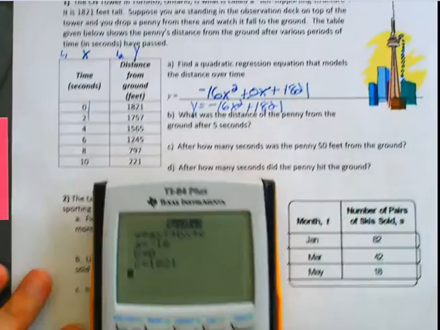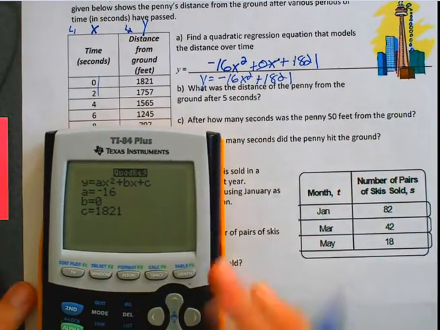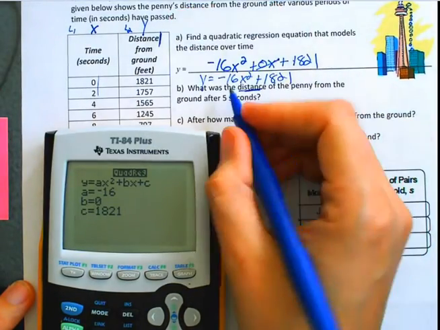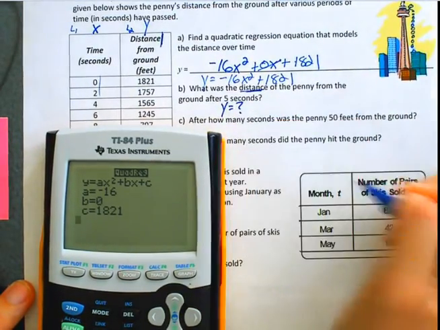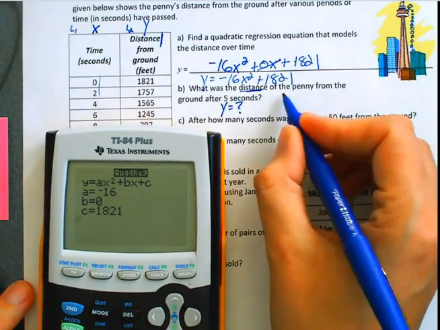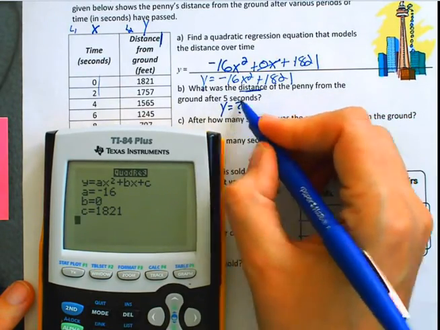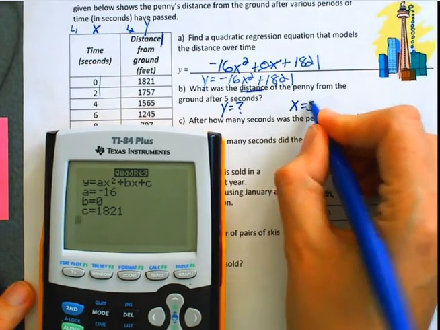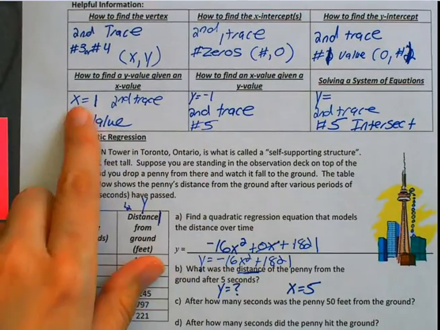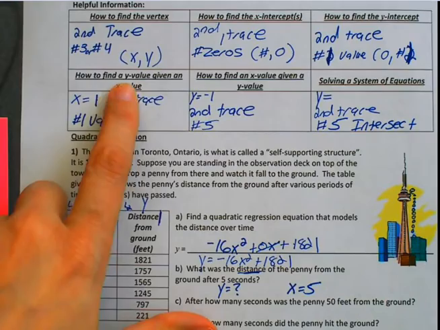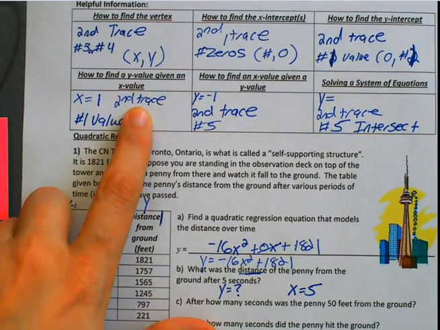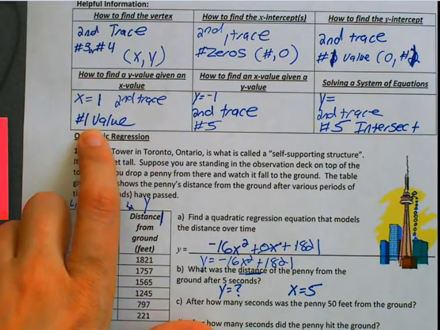All right, so the first question says, what is the distance? So it's asking for something in this column. What is the distance? So it's looking for y. Y equals something, okay, of the penny from the ground after 5 seconds. So 5 seconds is my x, so x equals 5. Now the reason why we did this at the beginning is because now you can look here and say, what did they give me? Okay, I want to find y and they gave me x. So you can look up here and you can say, okay, I'm going to do second trace, number 1 for value, and enter my value.